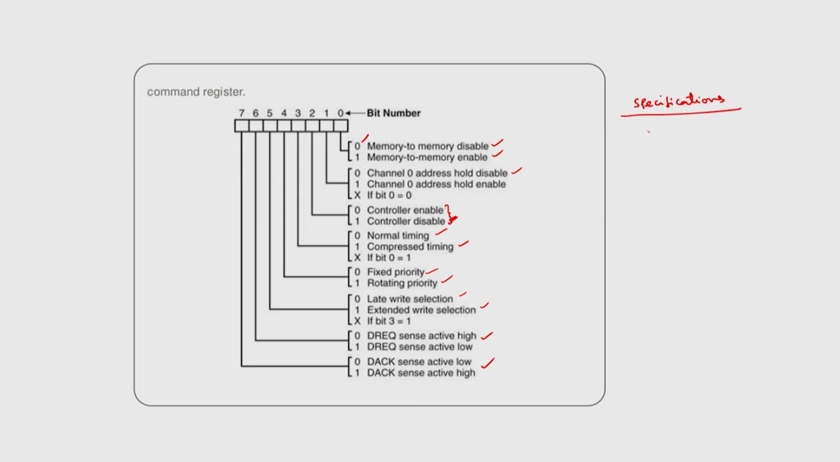So, I want to transfer 1 kilobyte of the data from memory to hard disk on channel 3, and the starting address of the memory should be, say, 3455H.